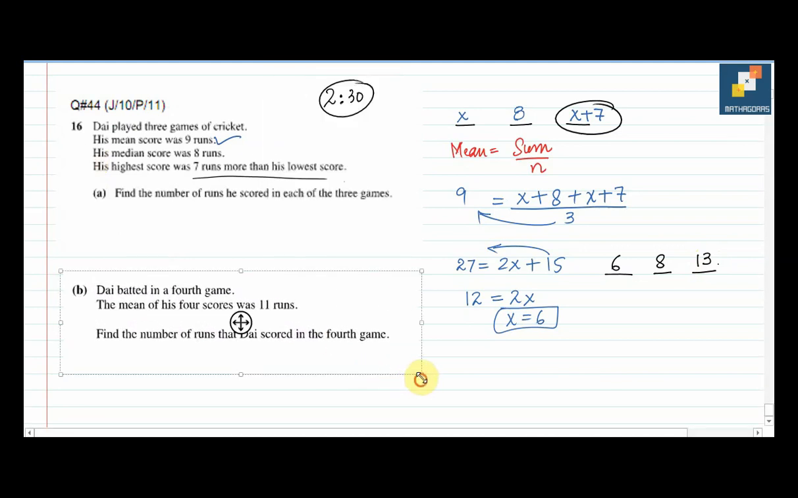So it says that Dai batted in the 4th game. The mean of his 4 scores was 11 runs. Find the number of runs that Dai scored in the 4th game. So you have the previous record of his 3 games' scores.